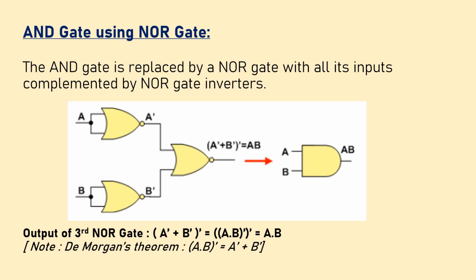To construct the AND gate with the help of the NOR gate, first we have complemented the inputs, because so far we know how to construct the NOT gate using the NOR gate. So we have complemented both inputs A and B, and in the two inputs of the third NOR gate, the first input is A complement and the second input is B complement. So the outcome will be (A complement or B complement) whole complement.